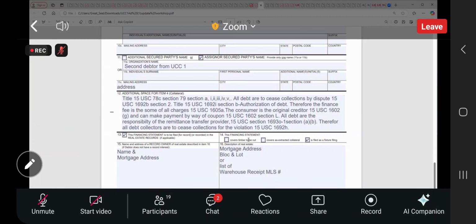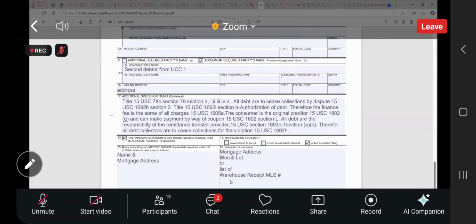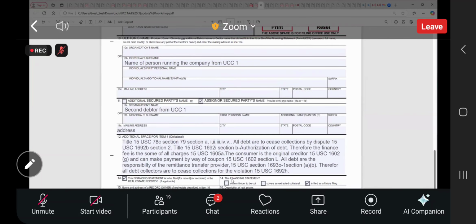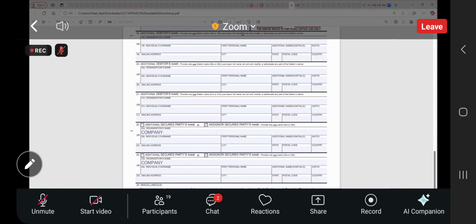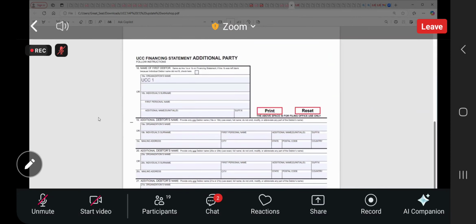Number 14, you're going to check fixture filings. So it's perfected. All right, congratulations. You guys know how to fill out the UCC1 and an addendum. Okay? Much gratitude. Now you know how to fill out the UCC1 and addendum. Let's go to the last UCC that you would need.